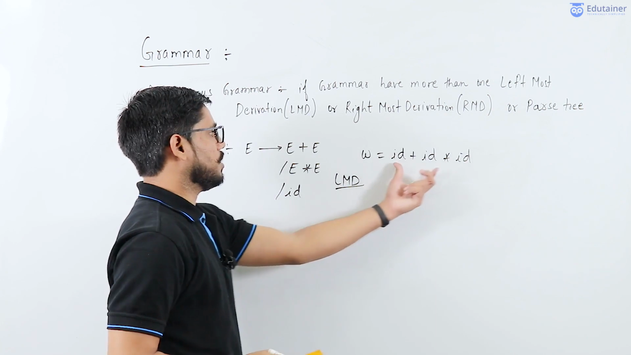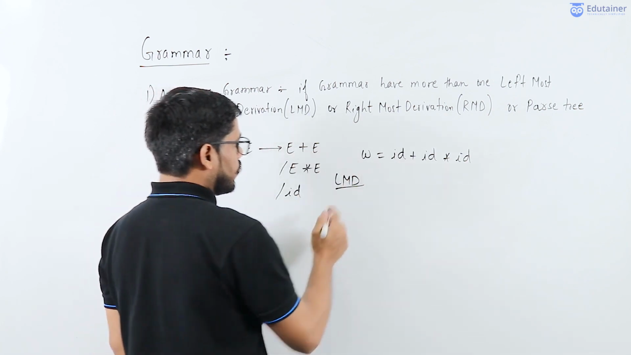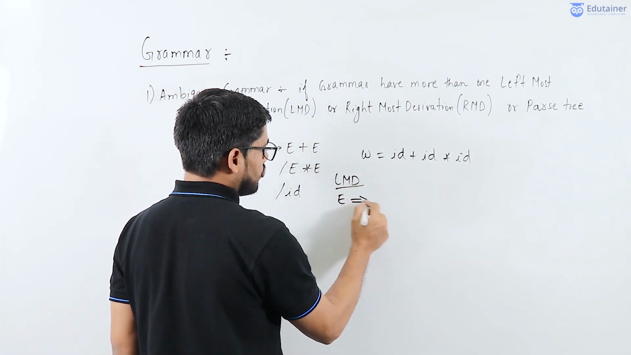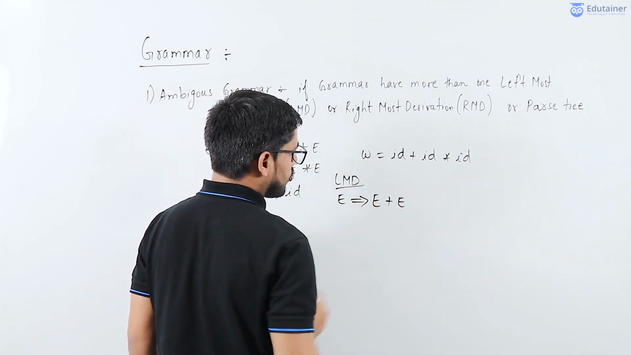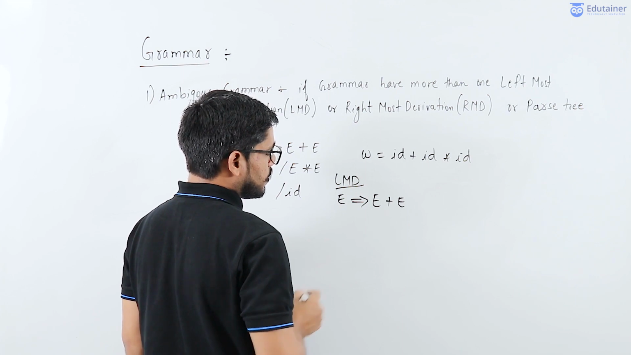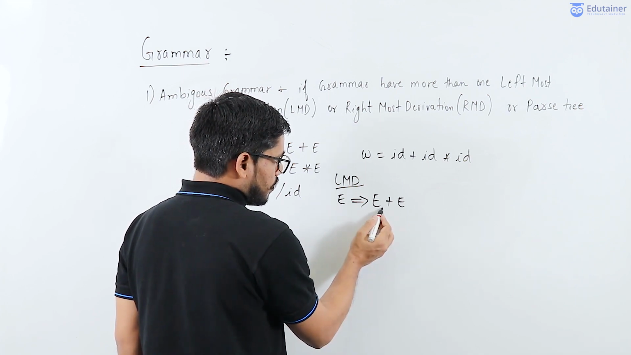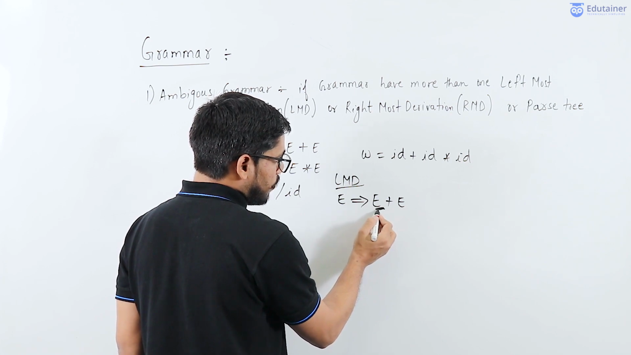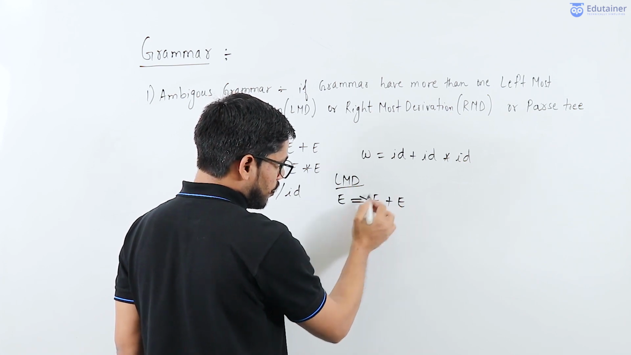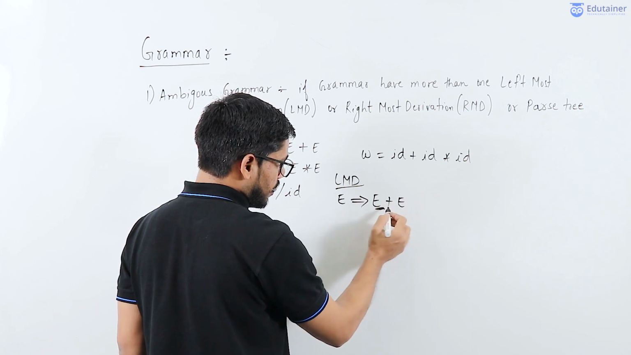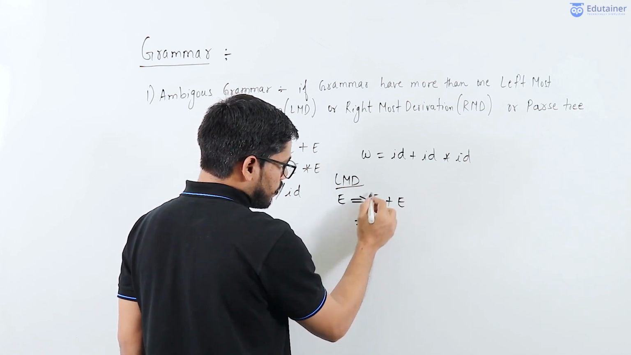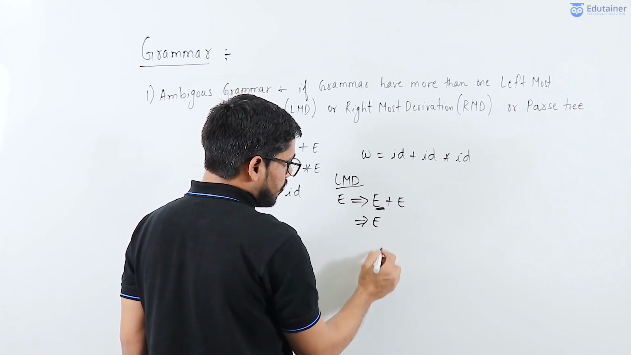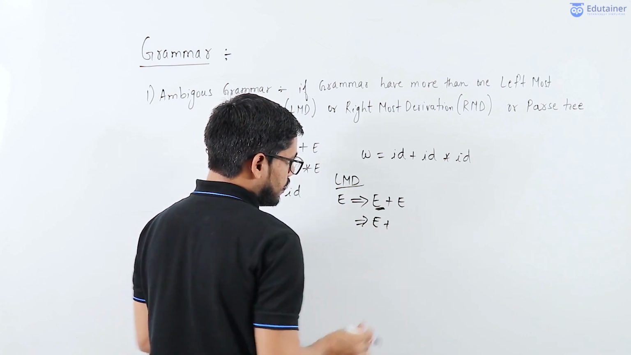How do we derive a string with the help of a grammar? So you have to start from the start symbol E. E tends to E plus E. In leftmost derivation, the leftmost variable in the right-hand side of the production is evaluated first. So in this particular right-hand side, the leftmost variable is this E. So I have to derive this E. E can be E.